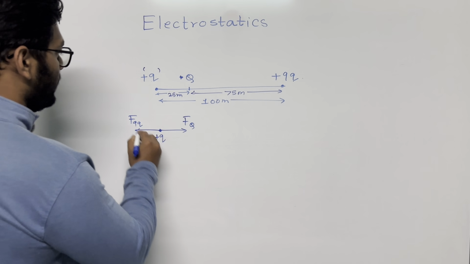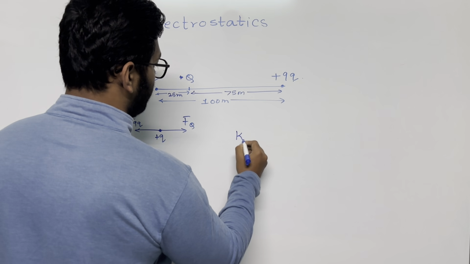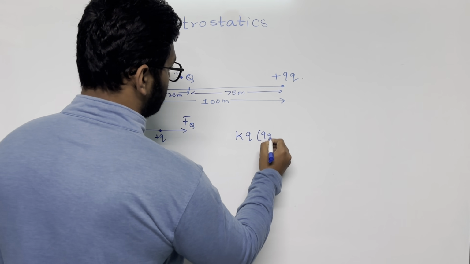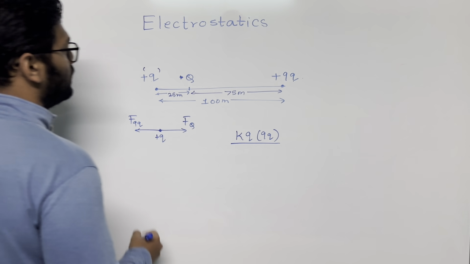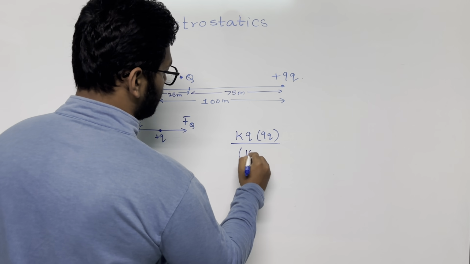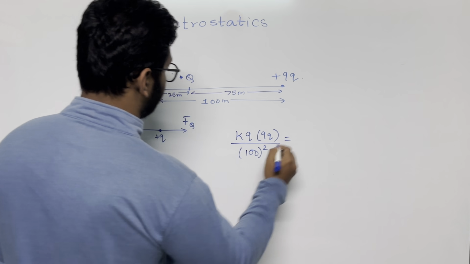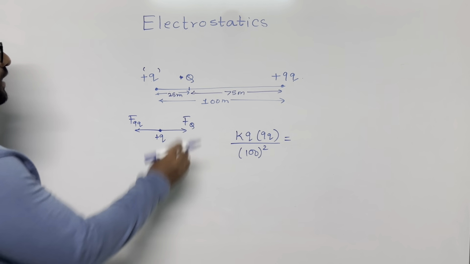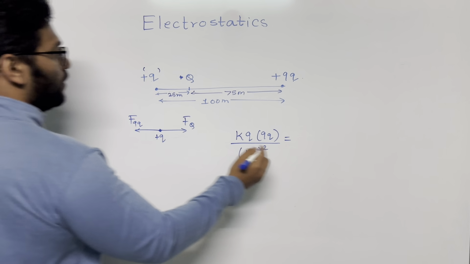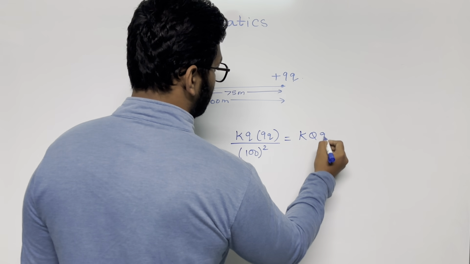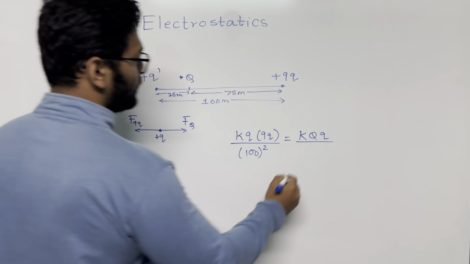Okay, so let's do that. Force due to 9Q is KQ into 9Q upon 100 square. This is the force due to 9Q. What is the force due to capital Q? K capital Q into small q upon 25 square, right?